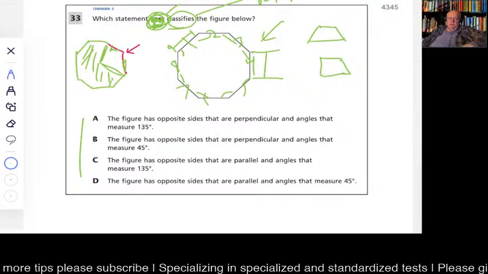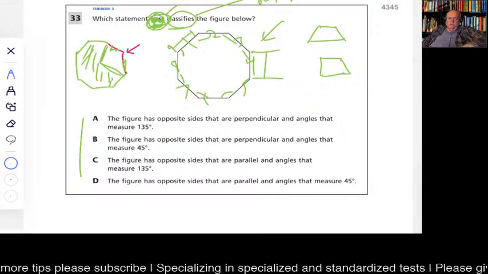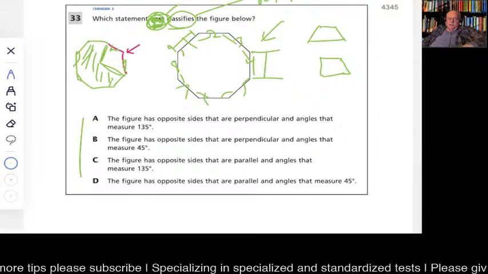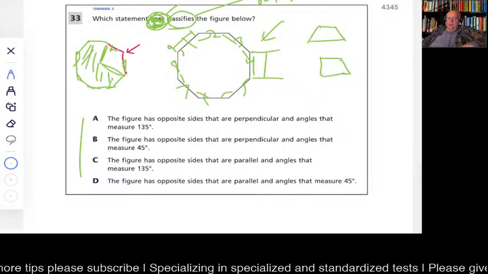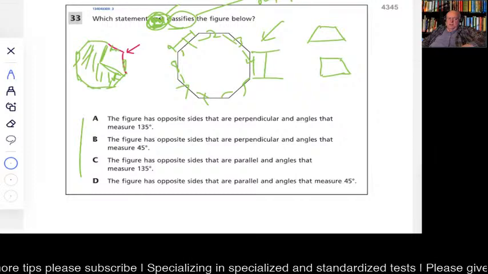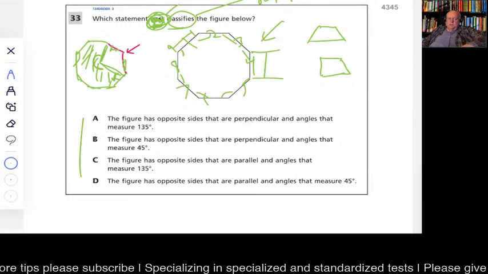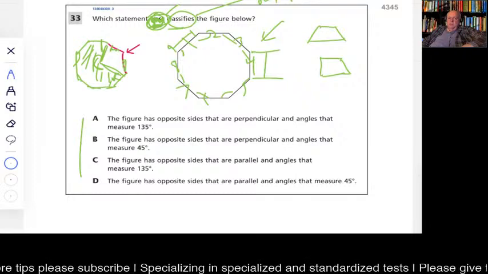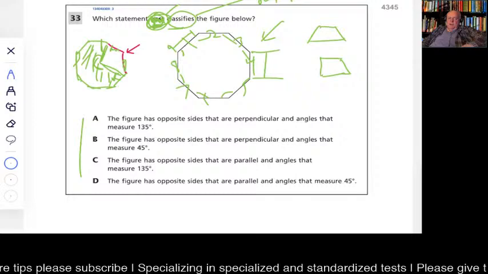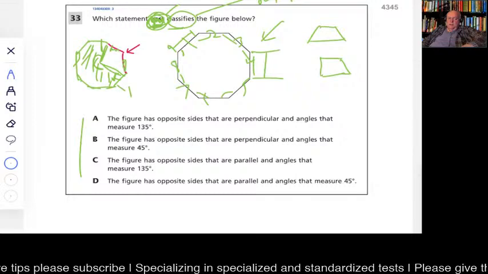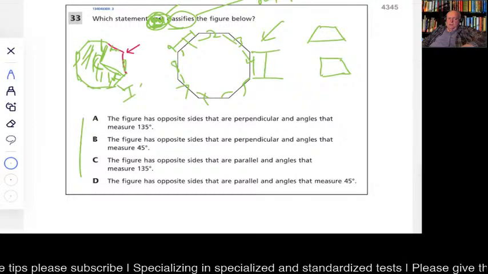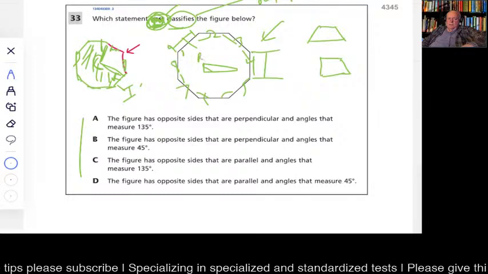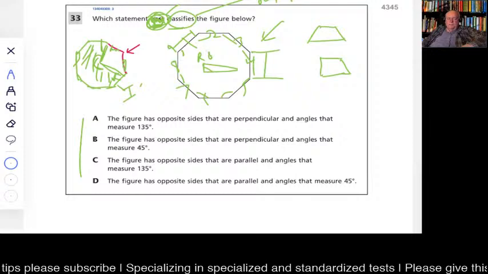So these are both octagons. In this one, this angle, and this angle, and this angle, and this angle might be the same. However, this angle and this one here and this one here are not going to be the same. So that's what I'm talking about. This is called an irregular octagon. This is a regular octagon.